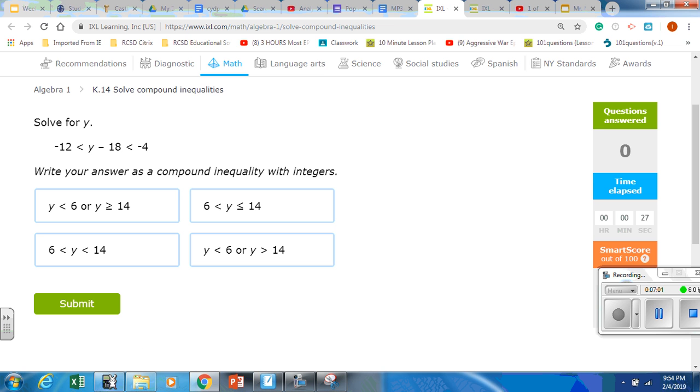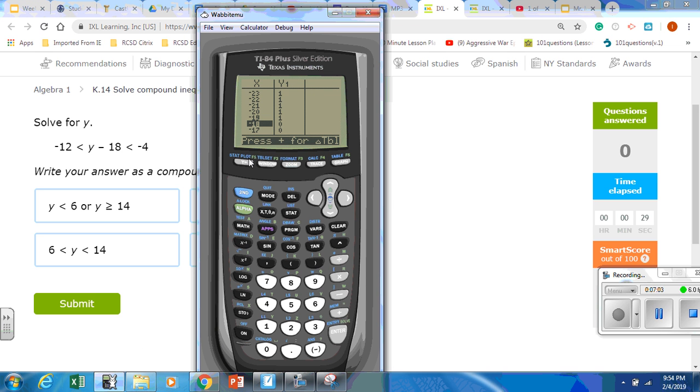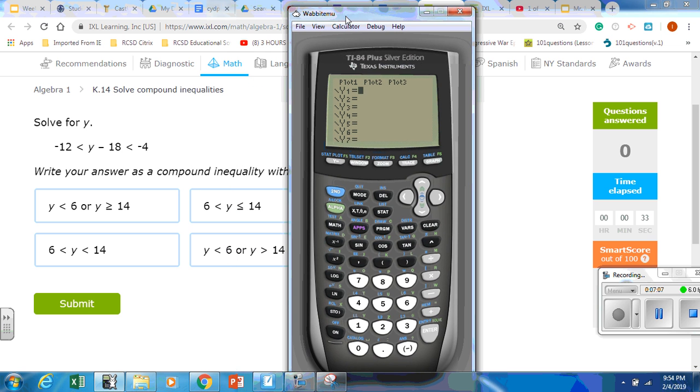Here's how we're going to put it in our graphing calculator, boys and girls. We're going to break it up into two parts. All right, first part, negative 12. Second, math. All right, I'm looking for less than. Here it is. Number 5, less than. I'm looking for x minus 18.